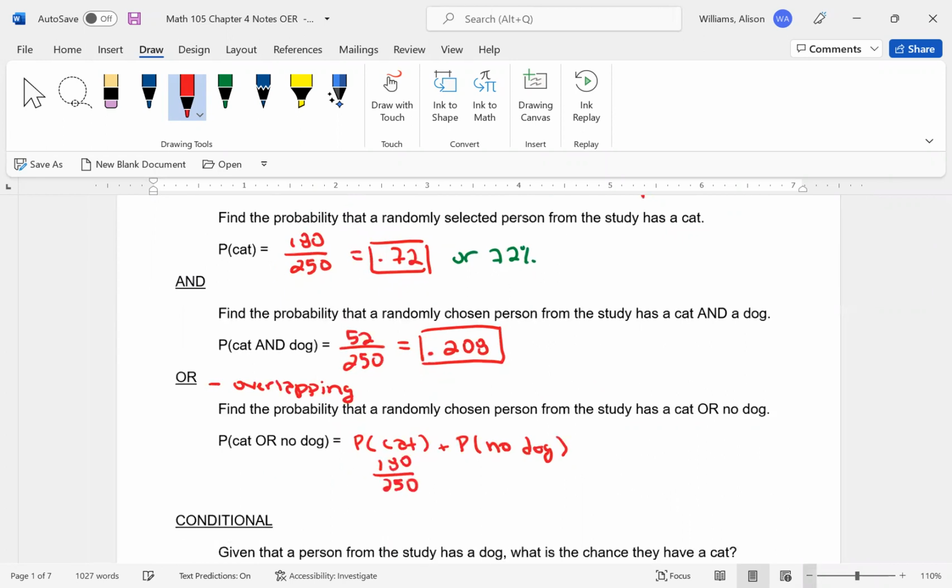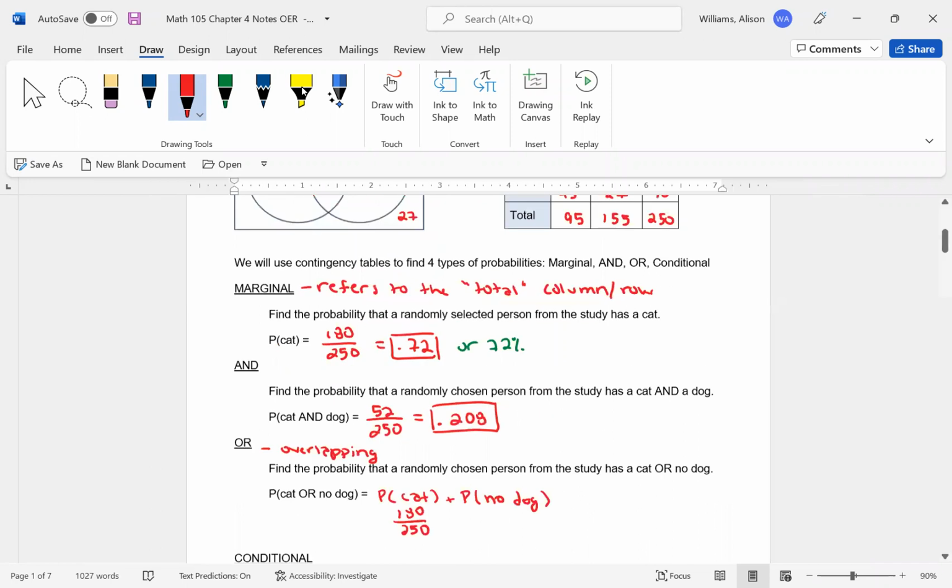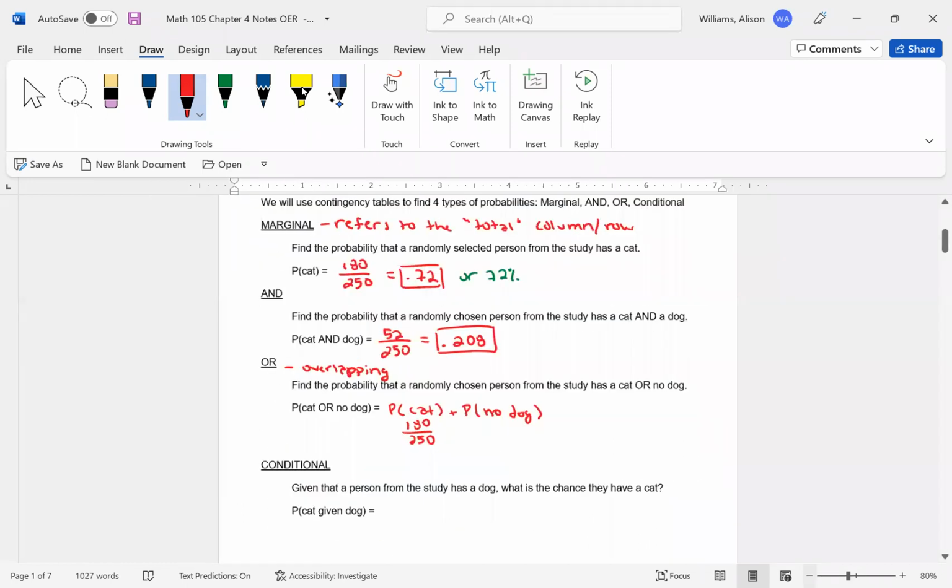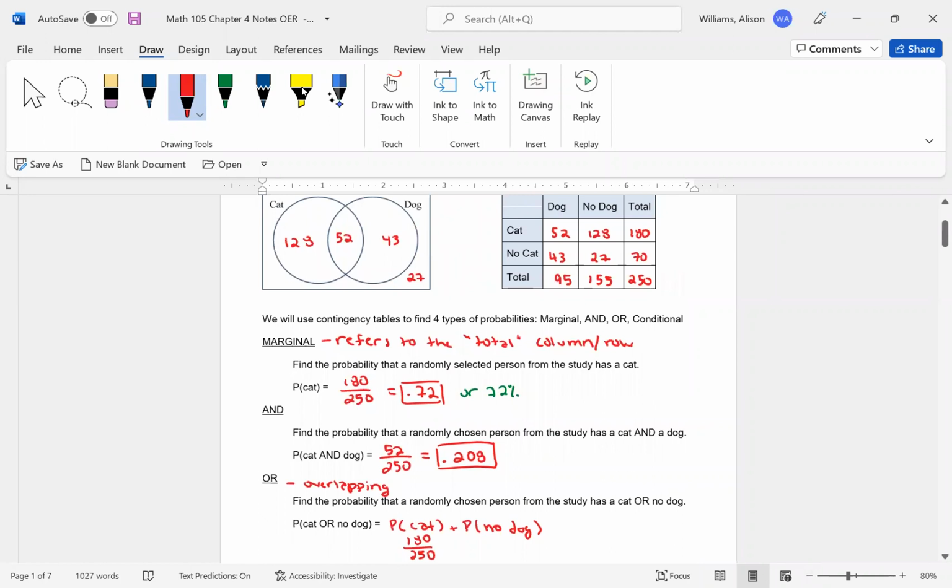Okay. But here's the problem. The 180 out of 250, that came from looking at this row, right? People in that row. And the 155 out of 250, that came from people in this column. And what we have here is one number, this group of people that got counted twice. They got counted in the cat group, but they also got counted in the no dog group, which means they got double counted. So I have to subtract off that group of people.